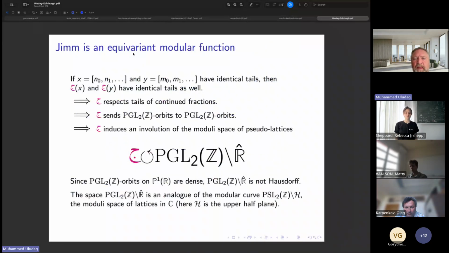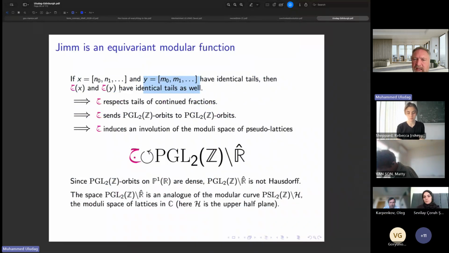And what is nice and very interesting for me here is that these equations show that Jimm is in fact a kind of equivariant modular function, which means that if x is a continuous fraction given like this, and y is given like this, and if x and y have identical tails, then Jimm of x and Jimm of y do have identical tails as well. By applying the rules about how to compute Jimm, this is readily seen. So this says that Jimm respects tails of continuous fractions.